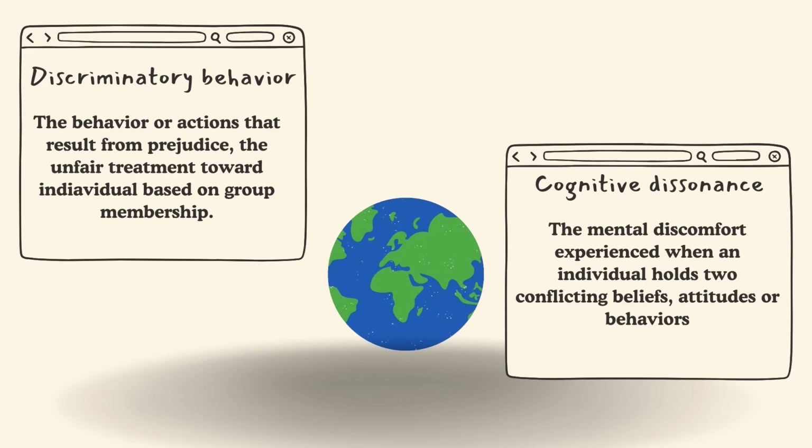Discriminatory behavior is the behavior or action that results from prejudice. It is the unfair treatment toward individuals based on group membership. Cognitive dissonance is the mental discomfort experienced when an individual holds two conflicting beliefs, attitudes, or behaviors.